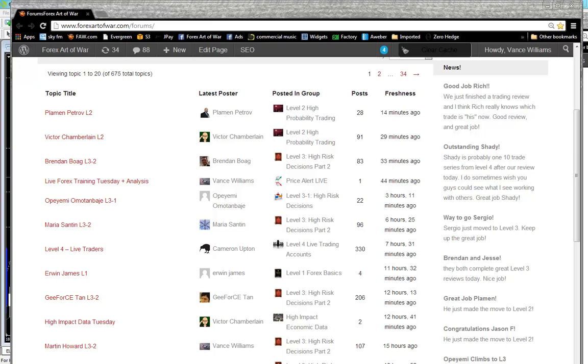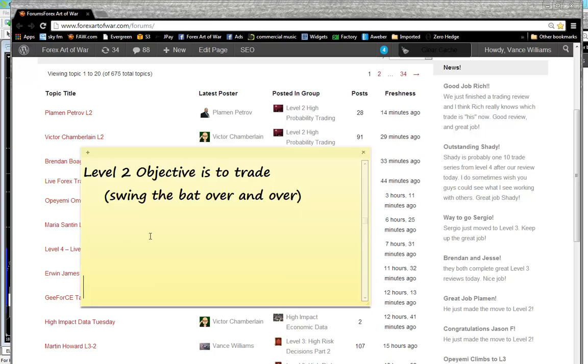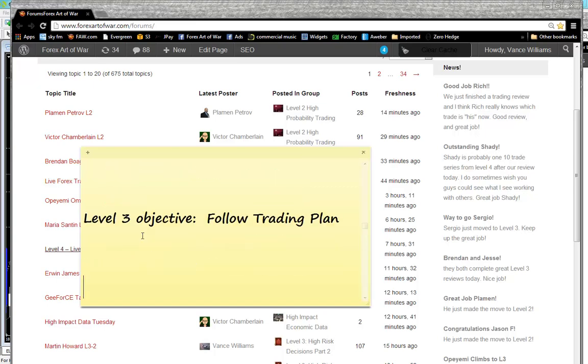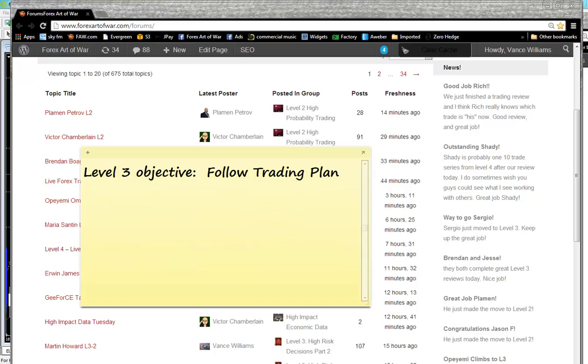Now, your only goal in level 3 is to follow your trading plan. And let me see if I've got that on a sticky. I may or may not. Yeah, your only goal, in other words, your objective, because each level has an objective, just follow the trading plan. And I'll tell you that half of the traders will spend their first 2 months not even looking at their trading plan. I know that sounds ridiculous, but it's true.